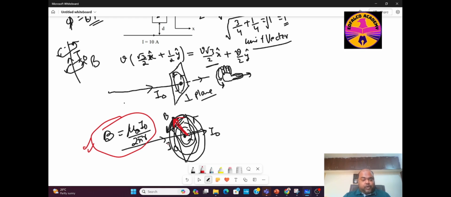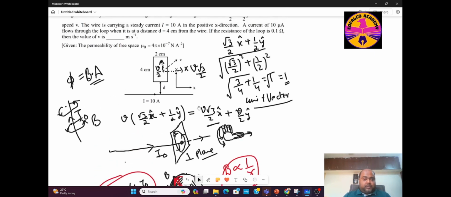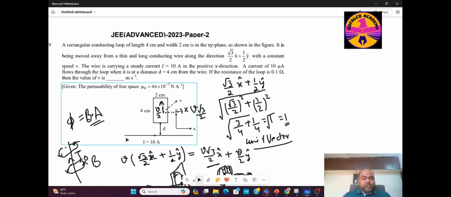Now, because it is inversely proportional to 1 by r, it means that as the distance is changing, the magnetic field must be getting weaker and weaker as we go away from the wire, right? So now let's return back to our original question. So this is the magnetic field. We understand that all around this there will be a magnetic field in the space, right?